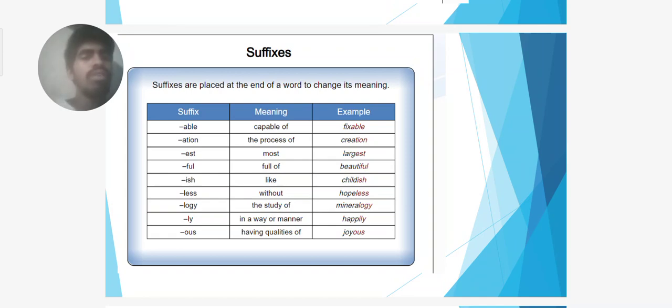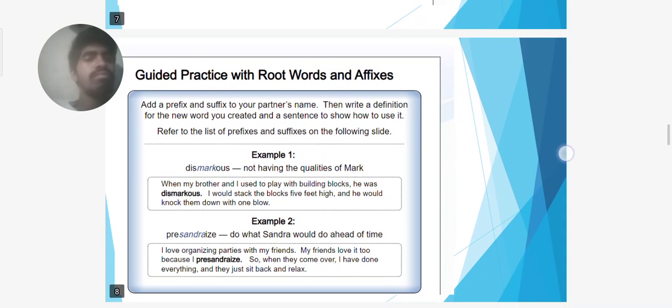For example, take largest. What does largest mean? It is the biggest one. Here we add the suffix est, which means most. Beauty is separate and ful is separate; est is separate, most is separate, largest is separate. So when we add a suffix and prefix to a word, the total meaning is changed.